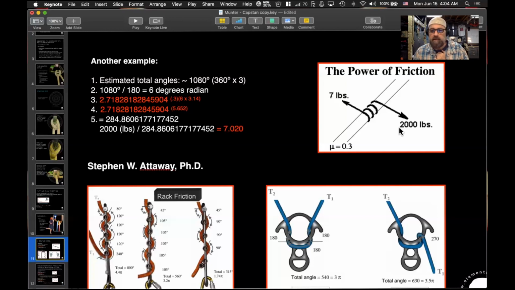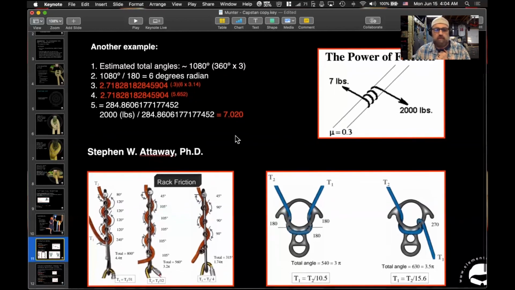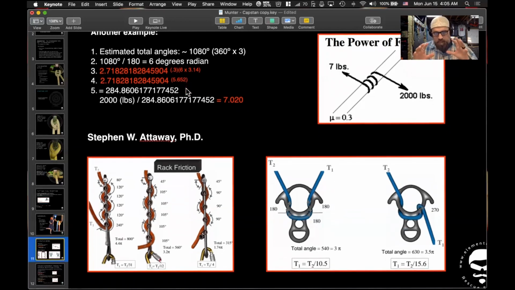It's not as big of an issue as it seems, because the weight that you're dealing with is the tensional force, and that tensional force is not an exponent at all. The angles and your coefficient of friction are. So just to do a comparison to prove a point, let's compare what happens if I add 500 pounds to this load.